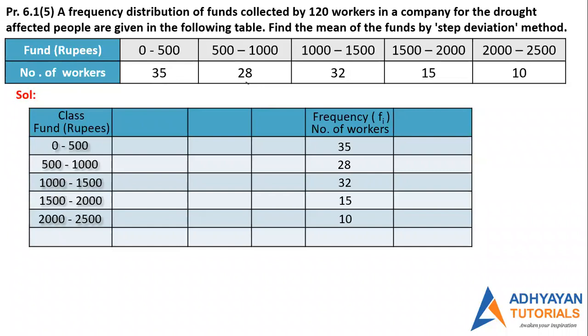Perfect. Class interval 0 to 500, 500 to 1000, 1000 to 1500, 1500 to 2000, 2000 to 2500, and their respective frequencies 35, 28, 32, 15, 10. We are supposed to find the mean by the step deviation method.